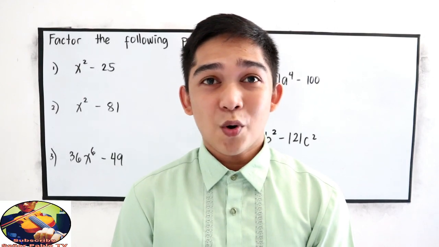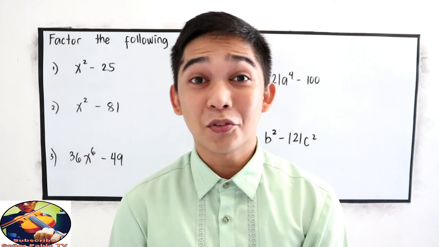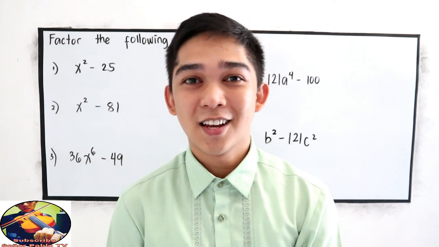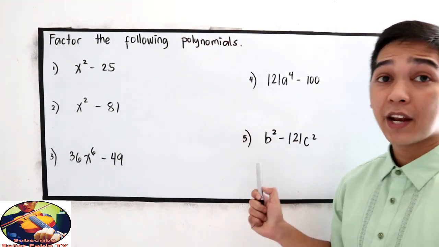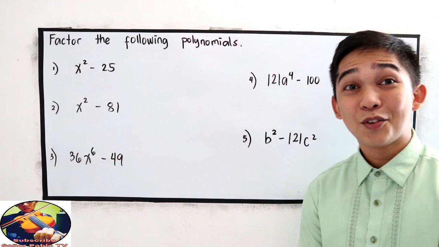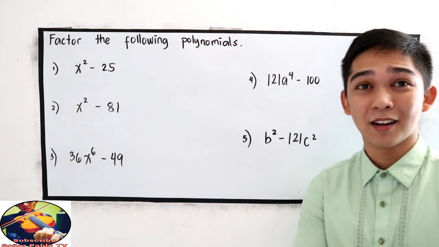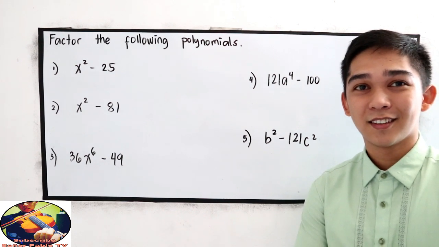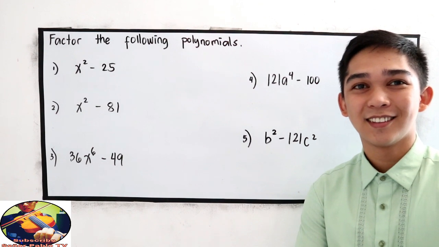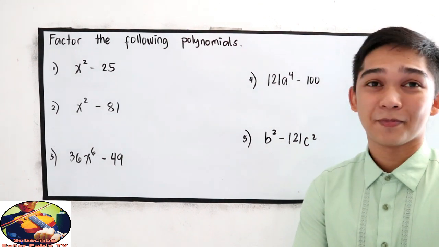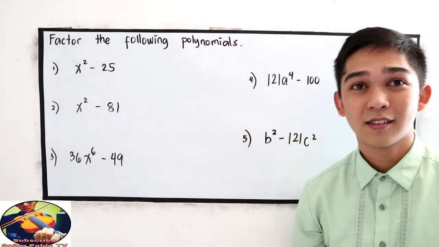This video will be our exercises and explanation for factoring difference of two squares. I have here numbers 1, 2, 3, 4, and 5. If you want to try to answer numbers 1 to 5, you can pause the video for a while. Then after answering, you can resume watching. Now let's try number 1. Direction: factor the following polynomials.